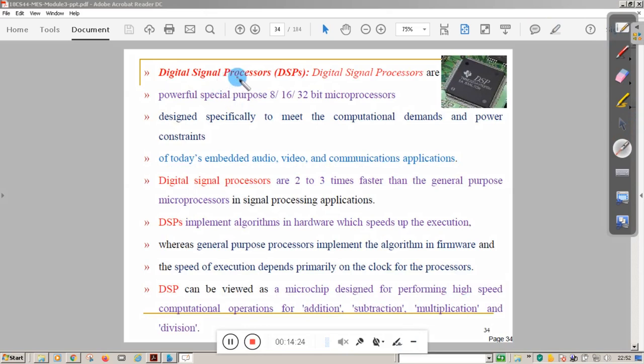Now we'll see the digital signal processor. These are powerful special processors, like 16-bit or 32-bit microprocessors, designed to meet computational demands. It is especially used to deal with data related to audio and video, especially multimedia. Digital signal processors are 2 to 3 times faster, and a DSP implements algorithms in hardware, that's why it is faster. A DSP can be viewed as a microchip designed for performing high-speed computational operations like addition, subtraction, multiplication, and division.